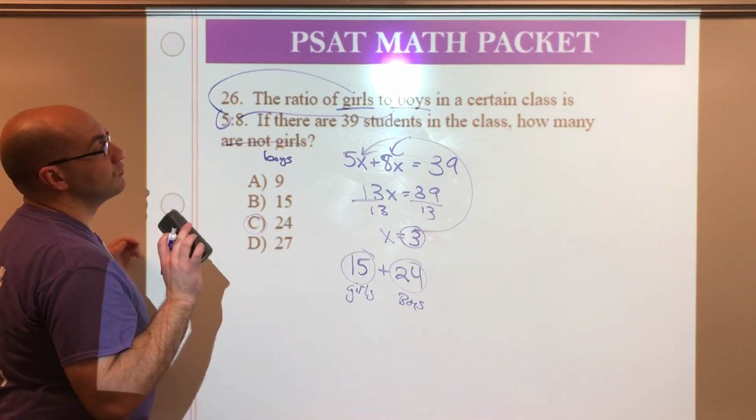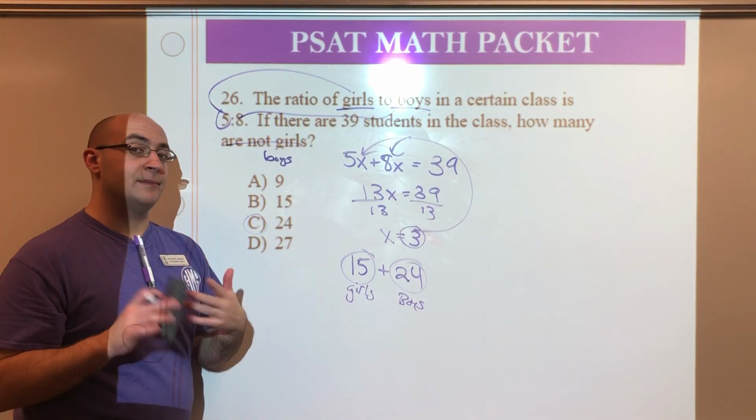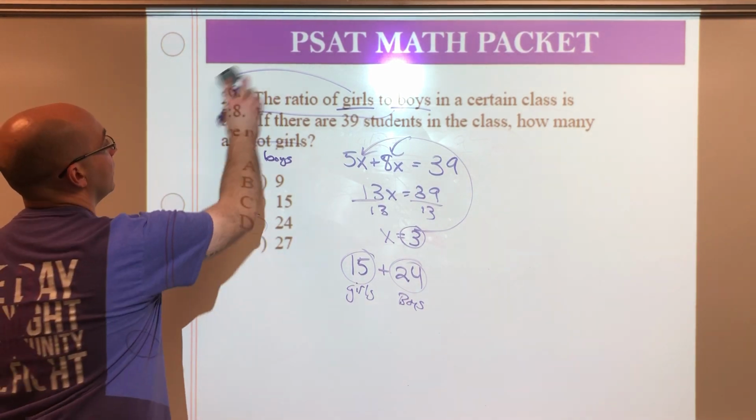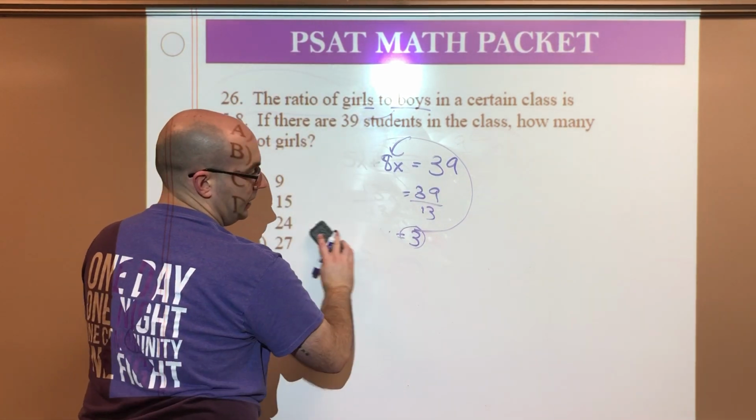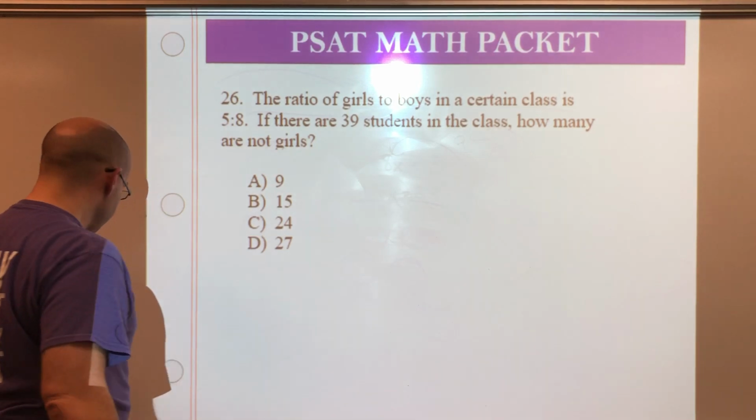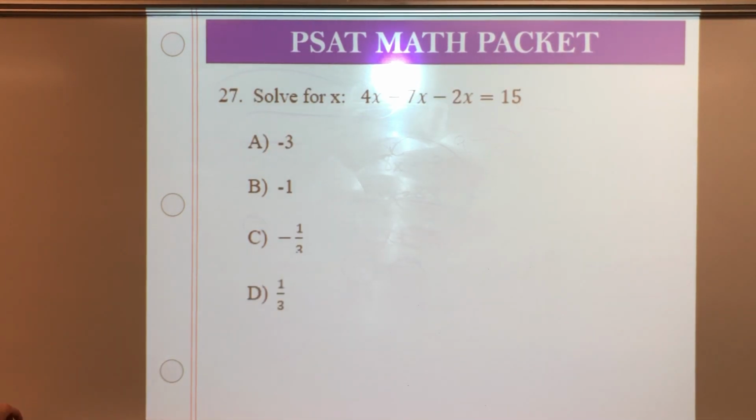But use the algebra. Ratios need x values behind both numbers so you can solve for the variable, and you can find out how many of whatever the ratio is asking you is. So again, C, 27, solve for x.